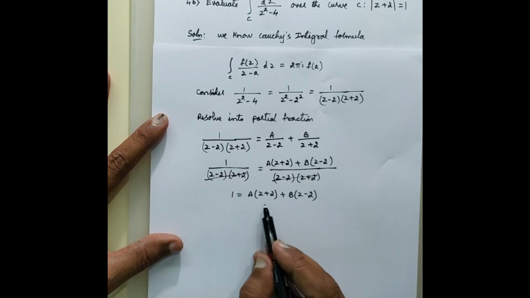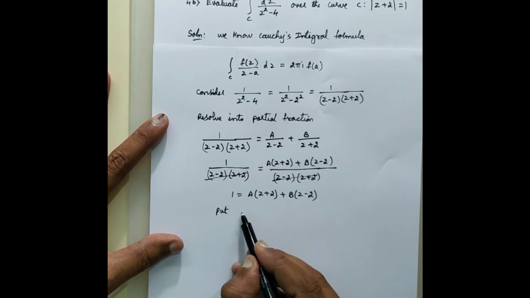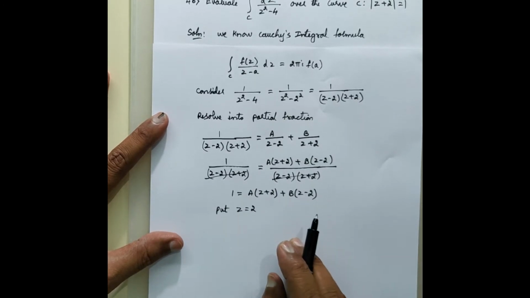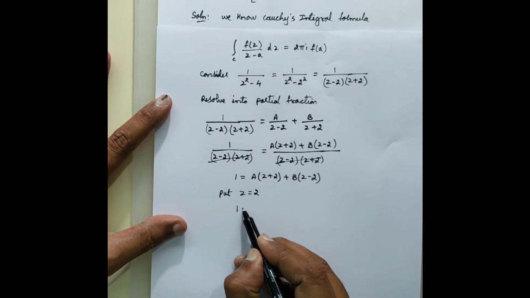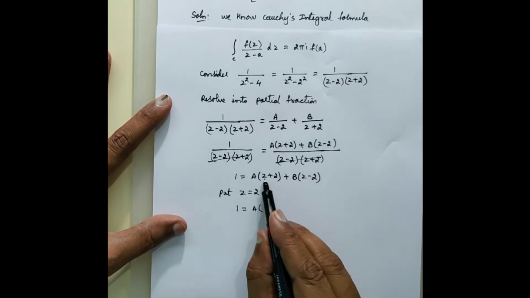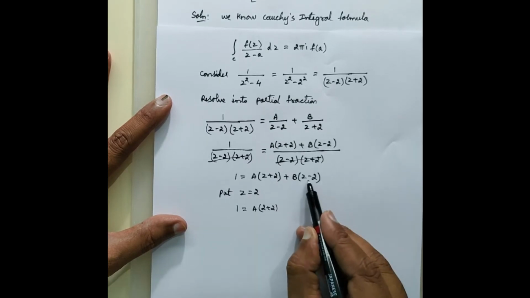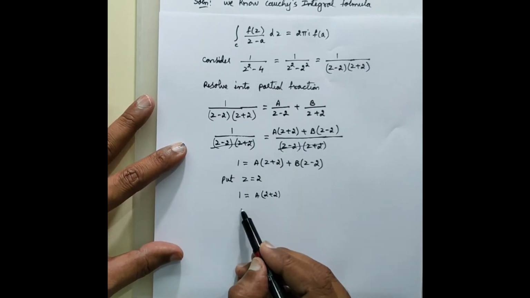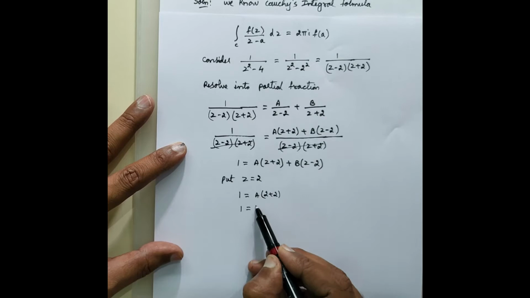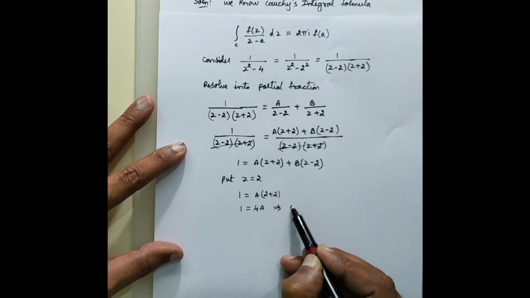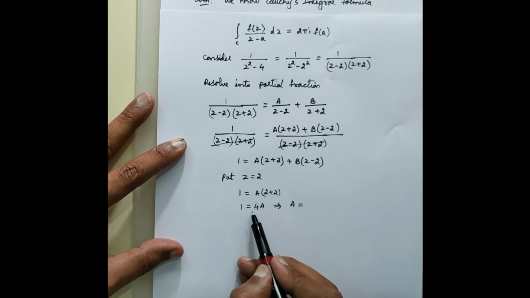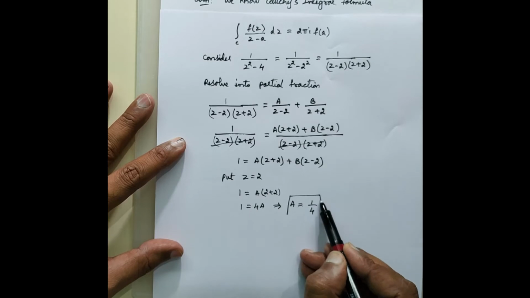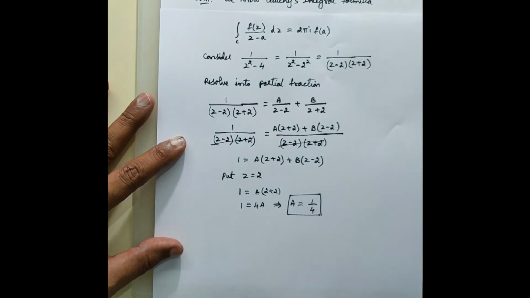Now we need to find out the values of a and b. Put z equal to 2. Then z minus 2 will cancel out, and the second term will become 0. 1 will be equal to a times of 2 plus 2. The second term becomes 0, so just ignore that one. So 1 will be equal to 4a, and if you cross multiply that 4 on the other side, you get the value of a to be equal to 1 by 4. Hence we got a as 1 by 4.